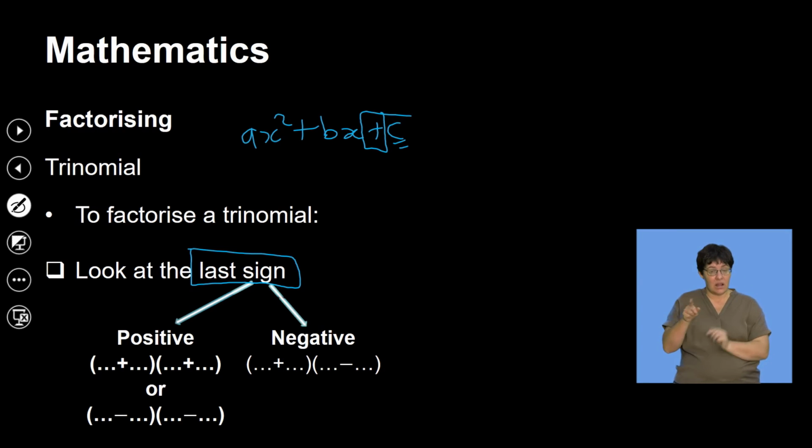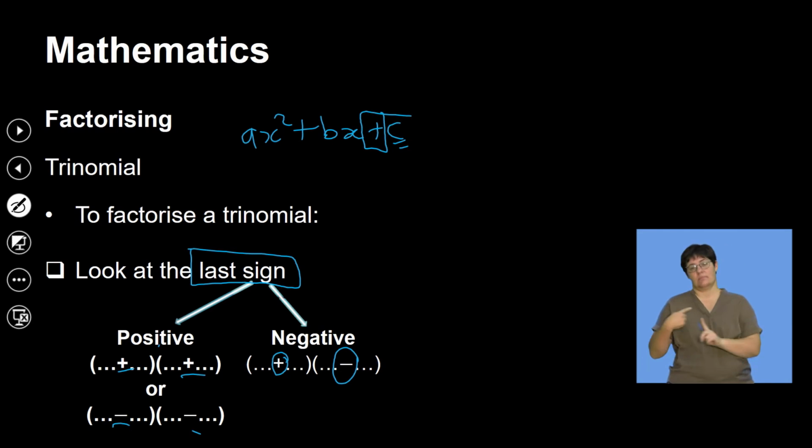If the sign of the last term is a positive, it means my two brackets will be positive and positive or negative and negative. So it's either both positive or both negative, because that's how you get a positive, right? But if the last term is then a negative, it is definitely going to be opposite signs, a plus and a minus, or a minus and a plus, depending on which one you want to start with. But my advice to you will be always start with a positive. It makes life a bit easier for you.